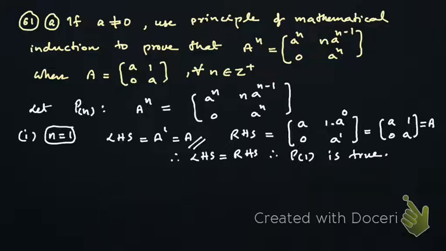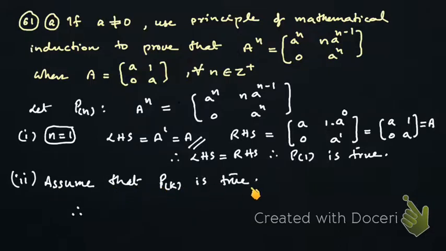Prove that the result to be proved is true for n is equal to 1, or rather P of 1 is true. There are 2 more stages, and in the second stage, we make an assumption. We say assume that P of k is true. What's the meaning of it? Assume that the result to be proved is true when n is equal to k.